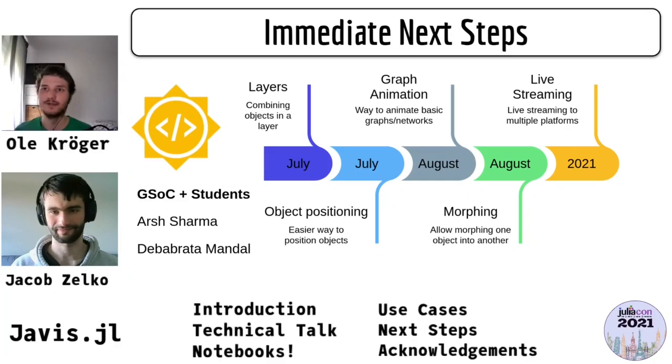And now let's have a look at the immediate next steps for Javis. Currently, there are 2 Google Summer of Code students that are working for us, Ash Sharma and Debrabata Mandal, and they are working on layers, so that it's possible to combine several objects in one layer. We want to improve object positioning, so general ease of use of Javis can be improved. We want to go more into graph animation and improve morphing. And later on, we want to also support live streaming to multiple platforms for informative content.